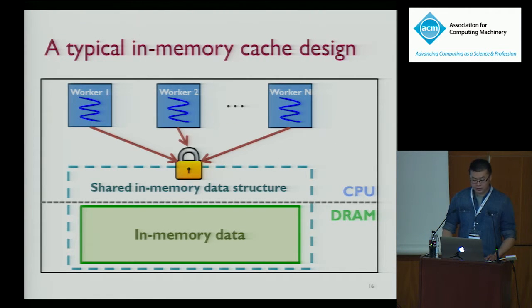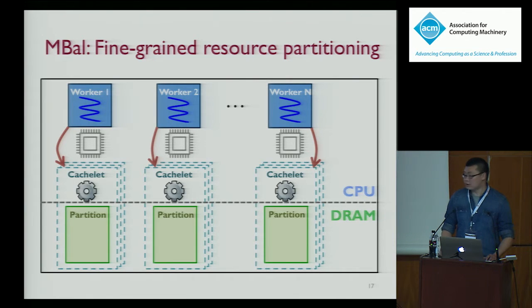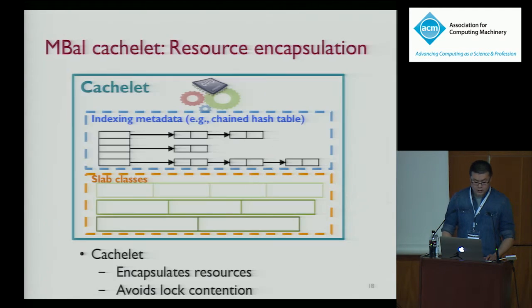Unlike the typical in-memory cache design, where all worker threads share a single in-memory data structure and use global locks to synchronize all operations, within the MBal cache server, resources are horizontally partitioned across different worker threads, which means each worker thread maintains its own metadata and data. Such a partition is what we call a cachelet. A cachelet is basically a resource container that encapsulates resources such as CPU and memory. And more importantly, such a partitioning design eliminates most of the sync overhead, and it avoids lock contention on the critical path of both get and set operations.